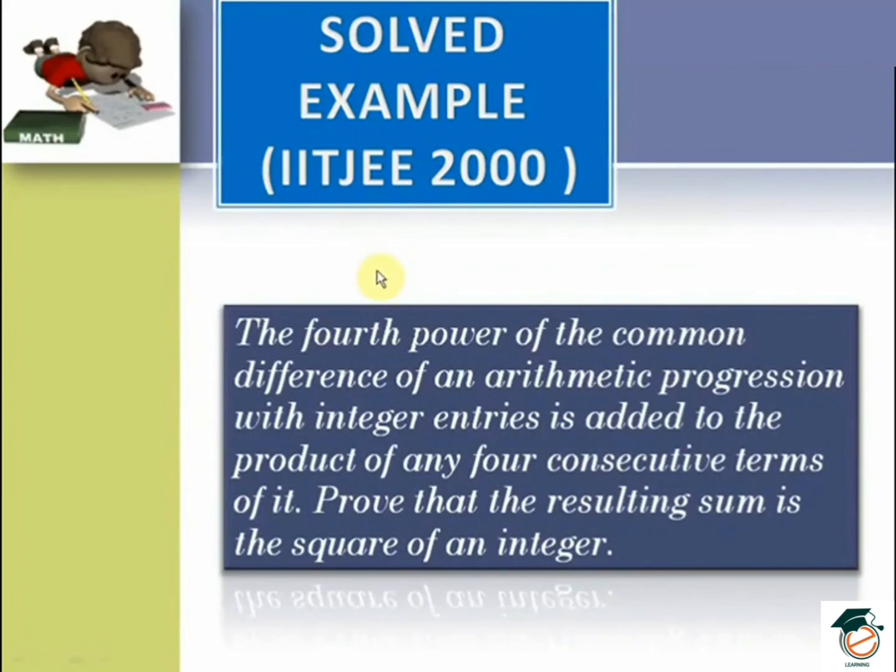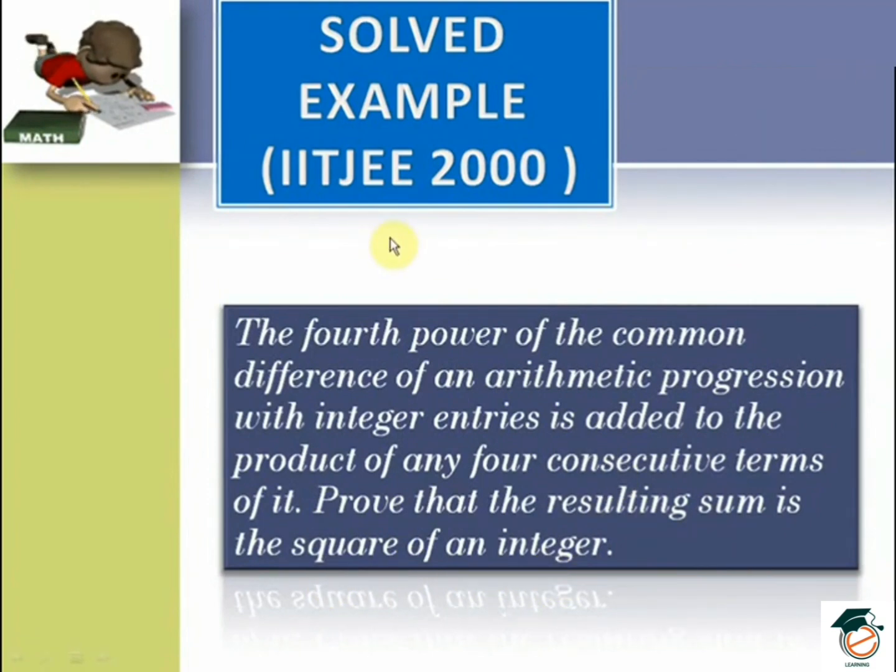Let's see another problem, and this problem appeared in IIT JEE 2000. It says that the fourth power of the common difference of an arithmetic progression with integer entries is added to the product of any four consecutive terms of it. Prove that the resulting sum is the square of an integer.